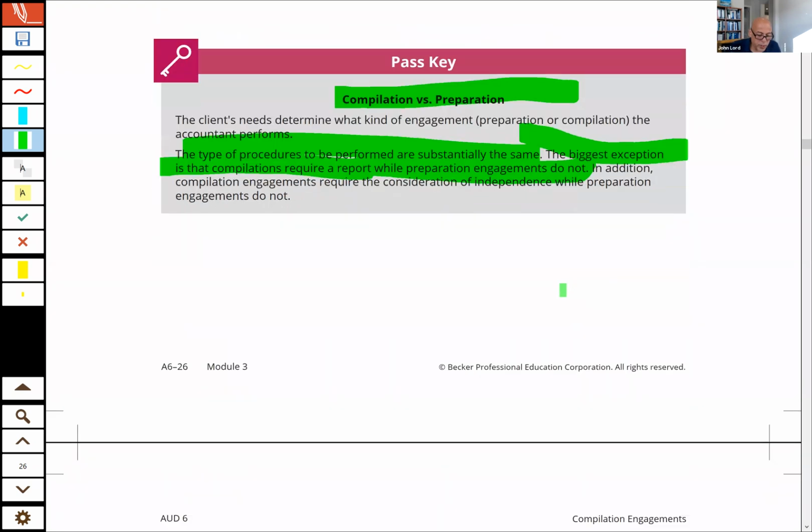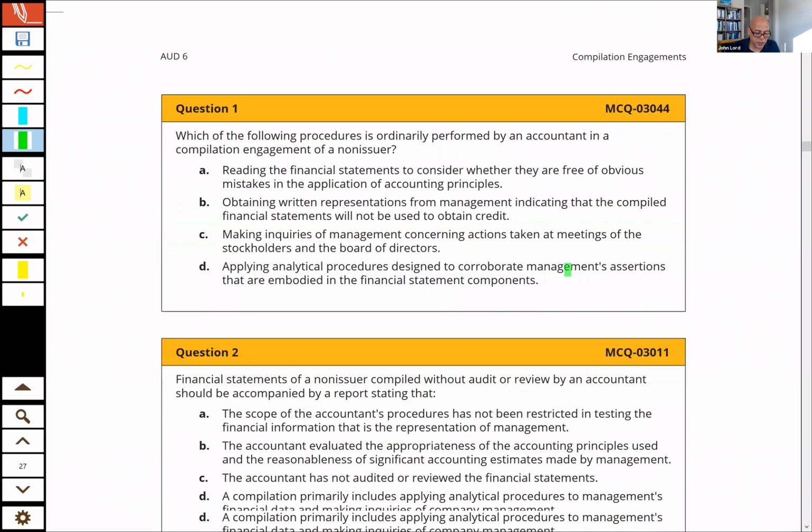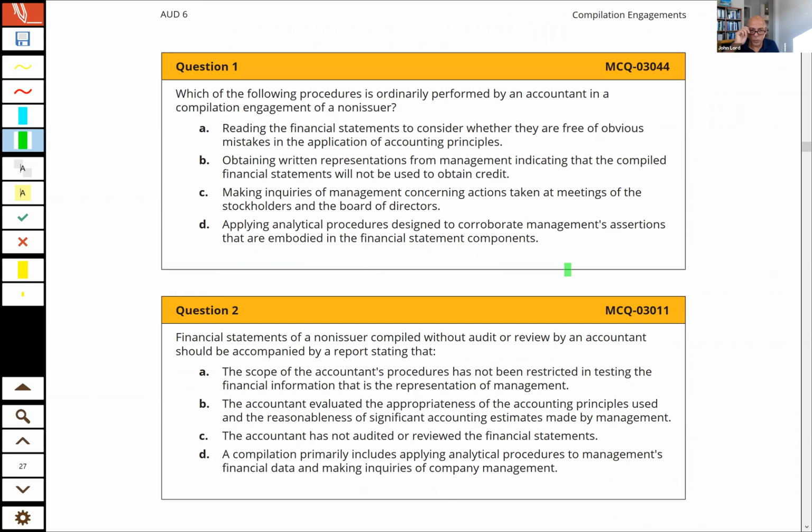Okay, good. Now, when you look at questions dealing with compilation, reviews, preparations, what they like to do is they'll call out the engagement and they'll say, which of the following would the auditor do, would the accountant do? And then they have 3 wrong choices that call out procedures that you would do in one of the other engagements. So if they're talking about a compilation, they might call out an audit procedure, they might call out a review procedure. If they're talking about a review, they might call out an audit procedure. Okay, so that's the way to look at these questions.